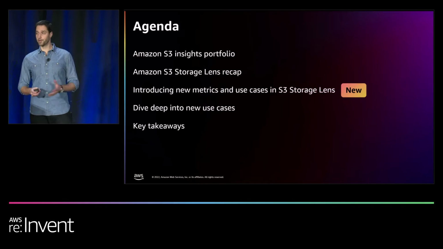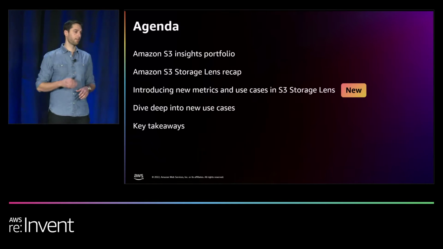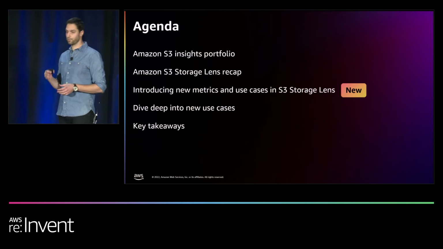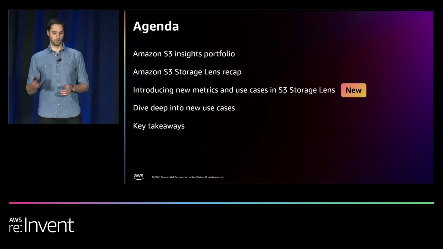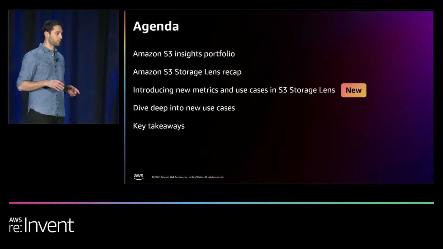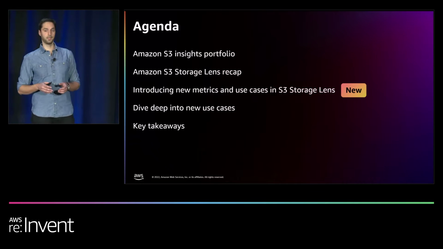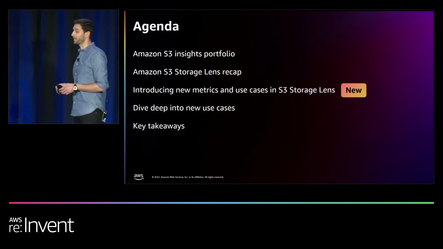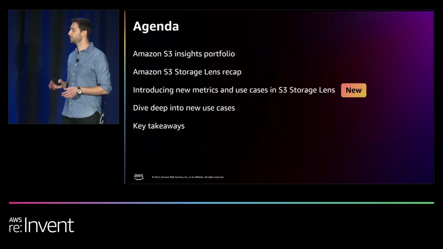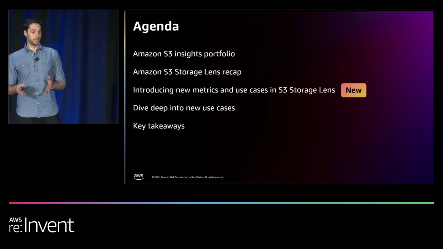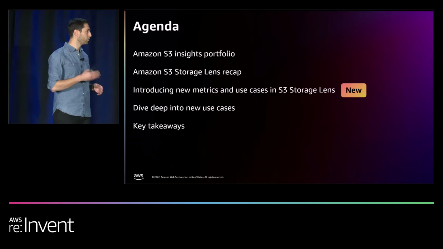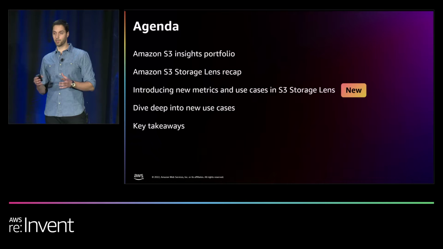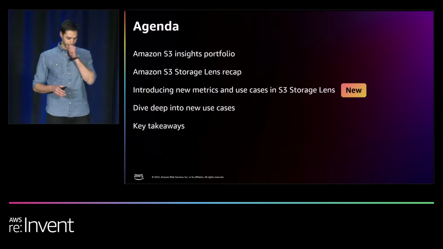So let's take a quick look at our agenda today. We're going to start by covering the Amazon S3 Insights portfolio. So these are the available tools that we have in S3 that make it easier for you to gain visibility and understanding of your storage usage. Then we're going to focus on S3 Storage Lens. We're going to do a product recap, highlighting some of its key functionalities. Next, we're getting to the exciting part of this session. We're going to cover our latest announcement, introducing new metrics and use cases in Storage Lens. These new metrics enable a number of new use cases, so we're going to dive deep on some of them and showcase some practical examples. And finally, we'll close out the presentation with key takeaways from this session.